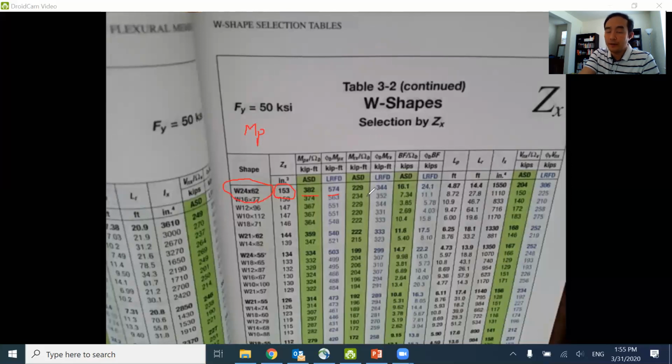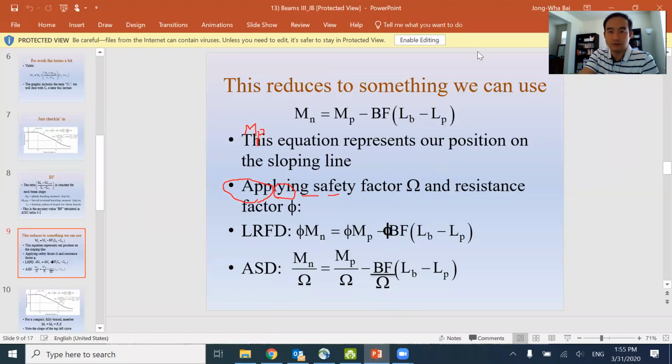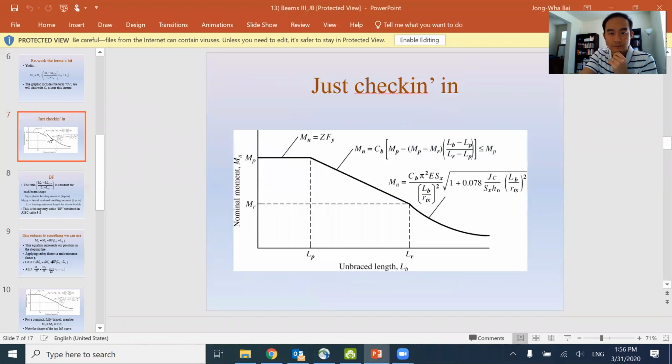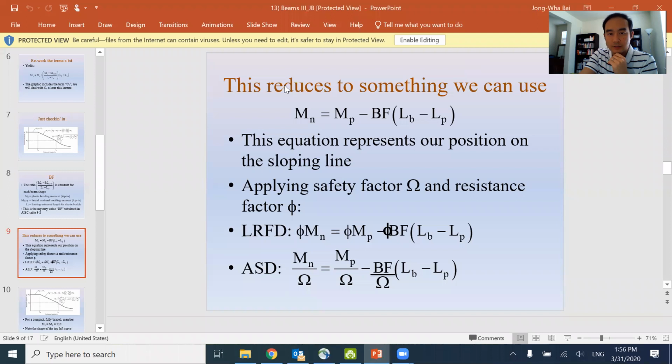Now, the Mn in the inelastic lateral torsional buckling depends on the value of your unbraced length. So that is the variable inside of this equation here, right? So how can we calculate this Mn? Well, we simplify the equation as this: Mn is equal to Mp minus Bf times Lb, the variable, minus Lp.